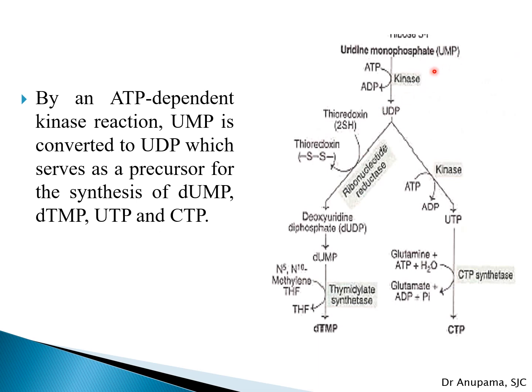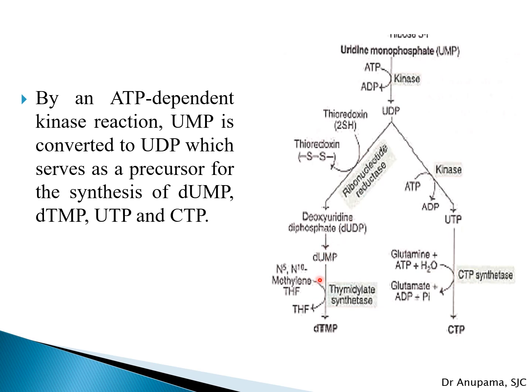So here we can see UMP, which is produced. It is phosphorylated by an ATP dependent kinase, resulting in UDP. Now this UDP is the precursor for dTMP as well as the CTP. So UDP undergoes a reduction reaction, that is by ribonucleotide reductase, that results in the formation of deoxyuridine diphosphate, from UDP to dUDP.